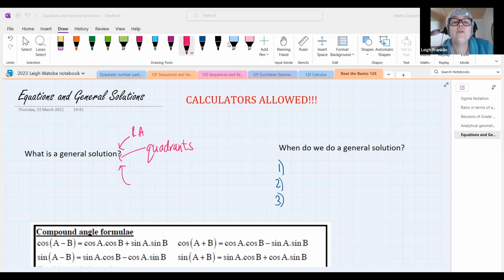You're on the right track. Is it Ariane? I don't know if I pronounced your name correctly. I think a general solution gives the coordinates of a certain part of the graph that satisfies the solution. You're on the right track. Chloe, we're in the same submarine here, friend.